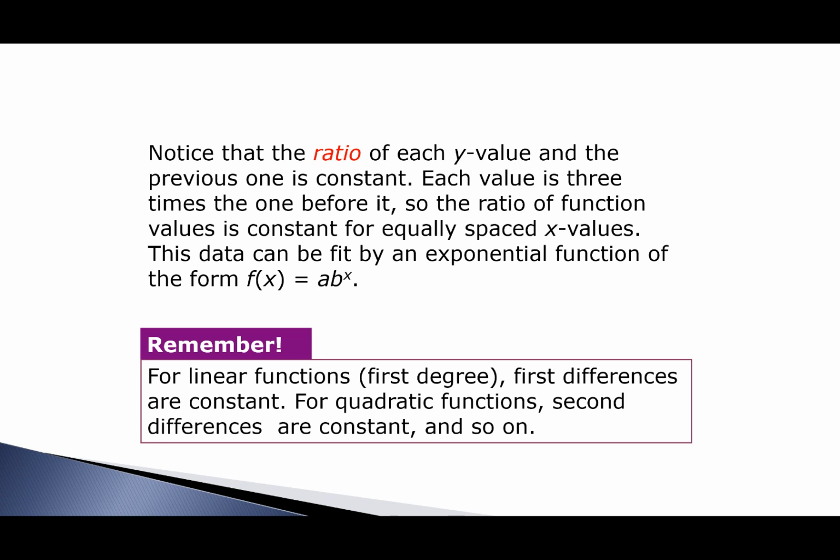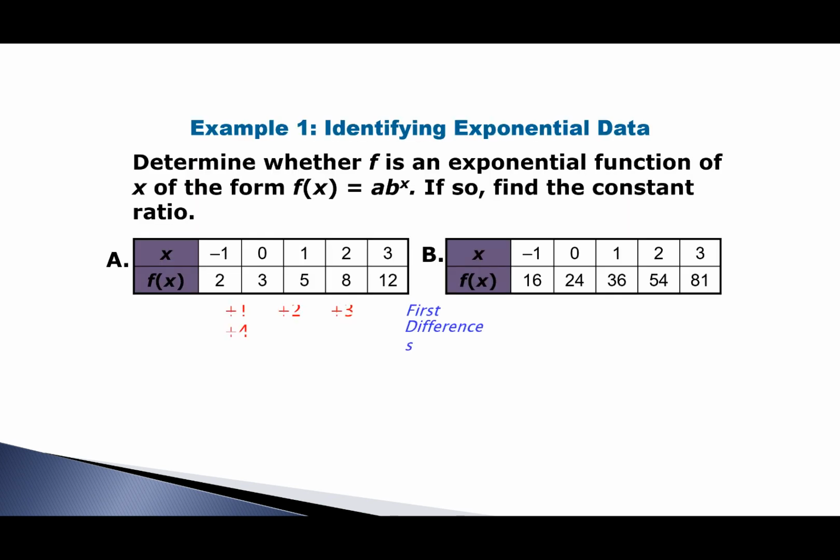Remember linear functions, we did that. We found the first differences were constant. For quadratics, the second differences are constant, and so on. Well, we're still going to do that a little bit here. So let's analyze, let's determine if this is exponential, and if it's not, let's see if we can tell what type of function it still is. So if we look at the differences here, going up 1, this one's going up 2, this one's going up 3, and this one's going up 4.